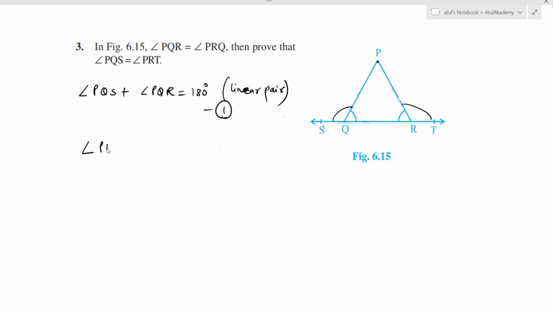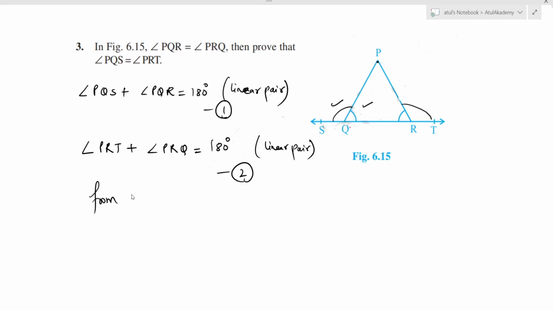Same way I'll say angle PRT plus angle PRQ is also 180 degrees. Again, a linear pair. That's my second equation. PQS and PQR add up to 180, then PRT and PRQ is also 180 degrees. Now, as both sums are equal to 180 degrees, I'll equate them from 1 and 2. PQS plus PQR is equal to PRT plus PRQ.